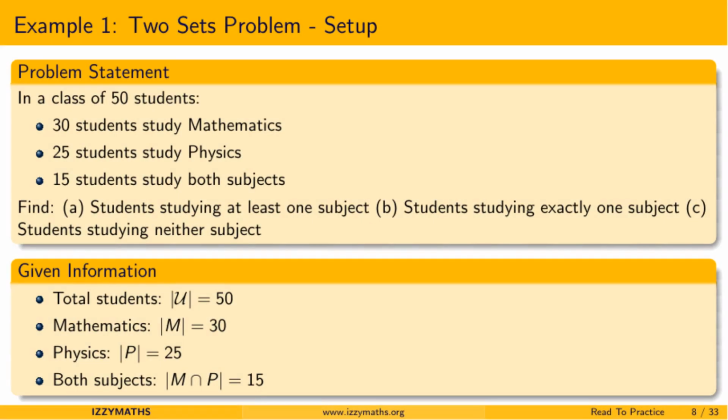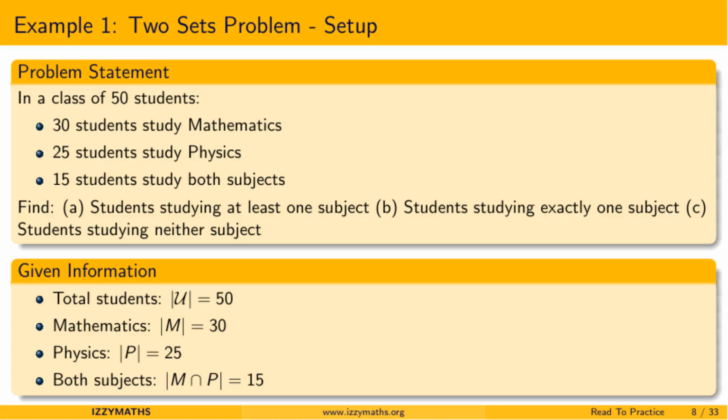Let's work through our first concrete example. In a class of 50 students, 30 students study mathematics, 25 students study physics, and 15 students study both subjects. We want to find three things: students studying at least one subject, students studying exactly one subject, and students studying neither subject. Let's organize our given information.